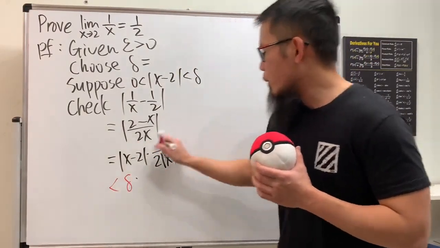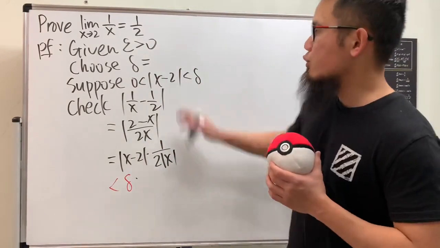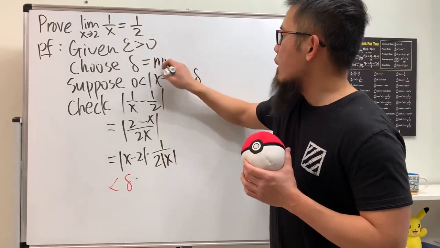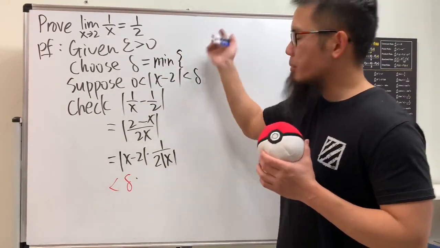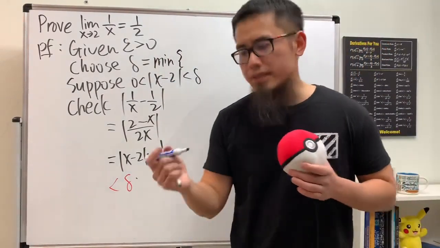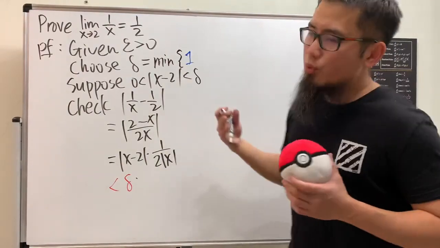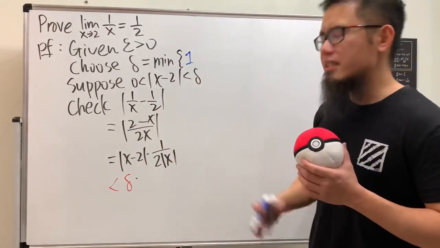but we don't know what this is yet. Well, first of all, we're just going to come here and say delta to be the minimum of something. Well, pick a number that's easy to use. Of course, 1 is easy to use, so I'm going to use 1. If you use 1/2, 1/3, 1 over 10, it doesn't really matter.